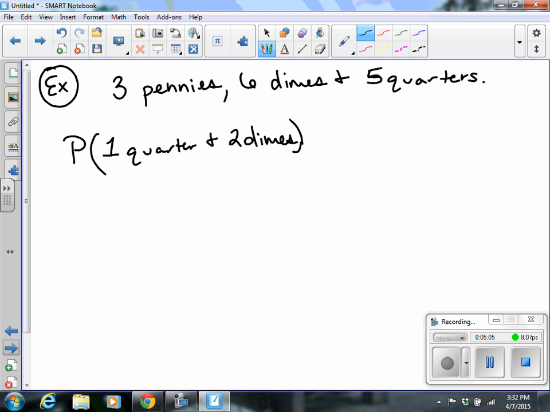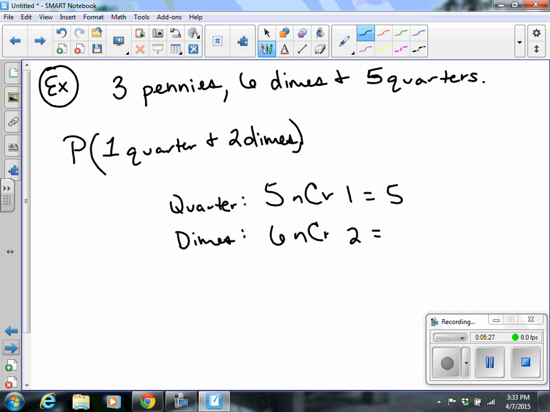Looking at this, I need to figure out the number of ways that I can select a quarter. A quarter can be selected 5 choose 1, which gives me 5. For the dimes, I have 6 choose 2, which gives me 15. So the total number of ways there is 75 for success.